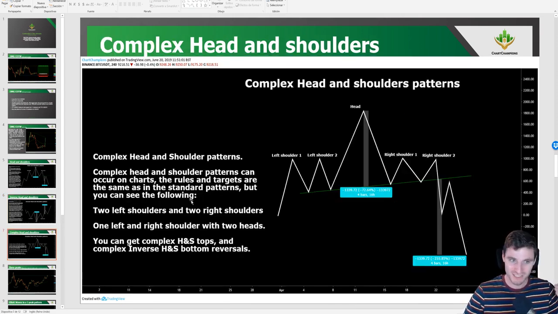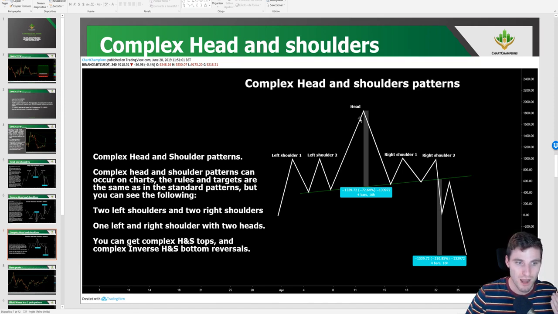So for the complex head and shoulders patterns, these come around every so often. The volume profile is going to be similar. The only difference here is that you can see things like two shoulders, one head. So left shoulder one, left shoulder two, head, right shoulder one, right shoulder two, and then you move down. The way you get the targets, you still want to see the volume profiles the same.